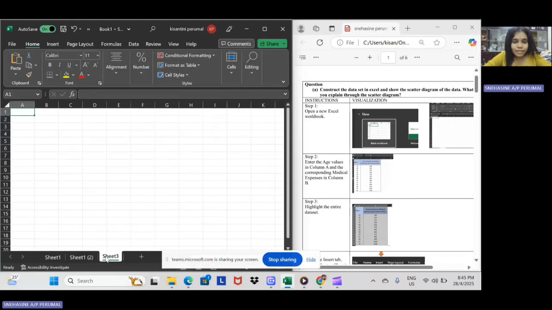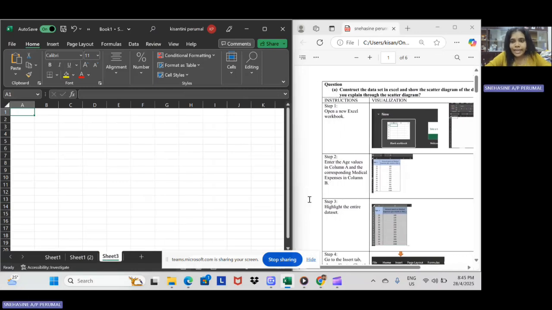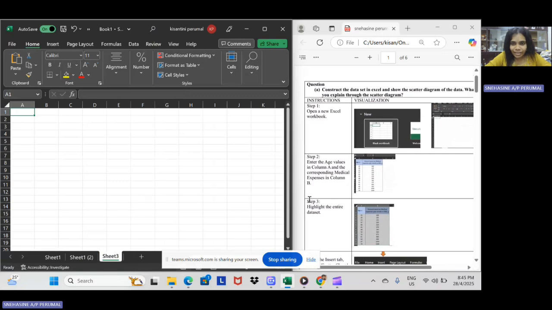Today I'm going to explain how to demonstrate the Excel. Okay, the first question is construct the data set in Excel and show the scatter diagram of the data. What can you explain through the scatter diagram?